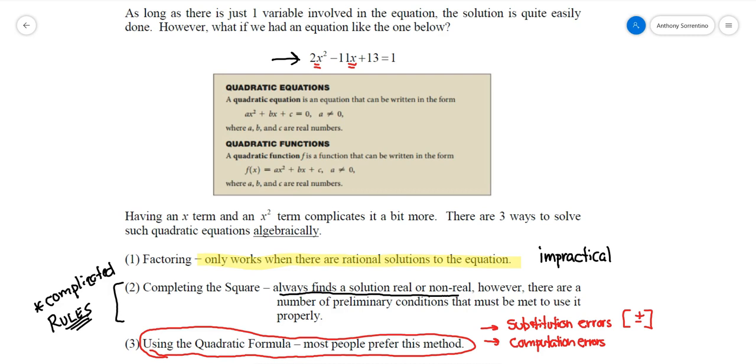You're expected to know how to do all three methods. However, if you're not told to use one method over another in a problem, you can use any method you want. If you're told to use a specific method, then you have to use that method. Okay, so let's go through the three methods by doing some examples.